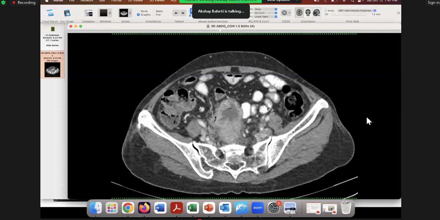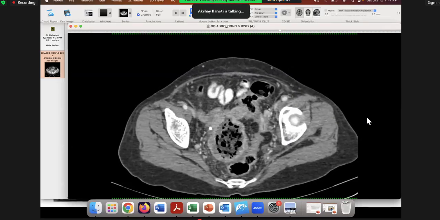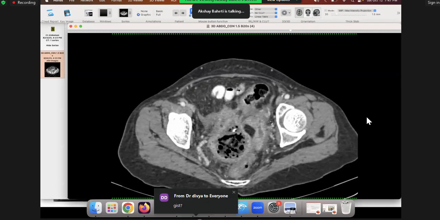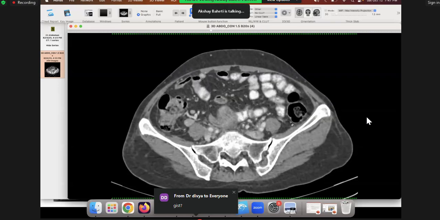Sorry, she's not 30. I remember now, she's around 50 to 60 years old. My bad. She's a 50 to 60-year-old lady, and this is what we see. It's not an easy case. But what do you see?